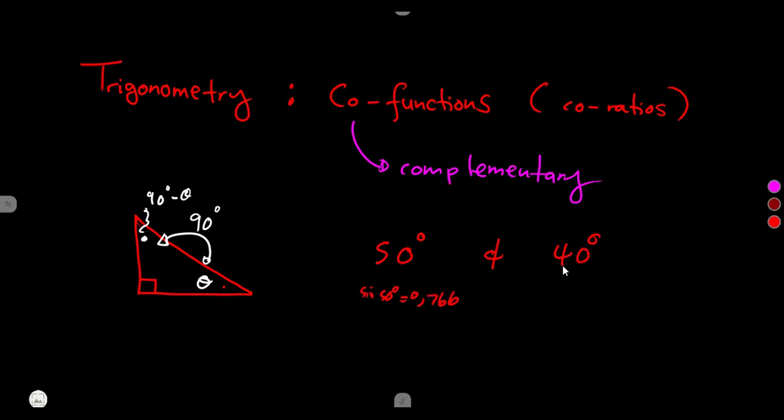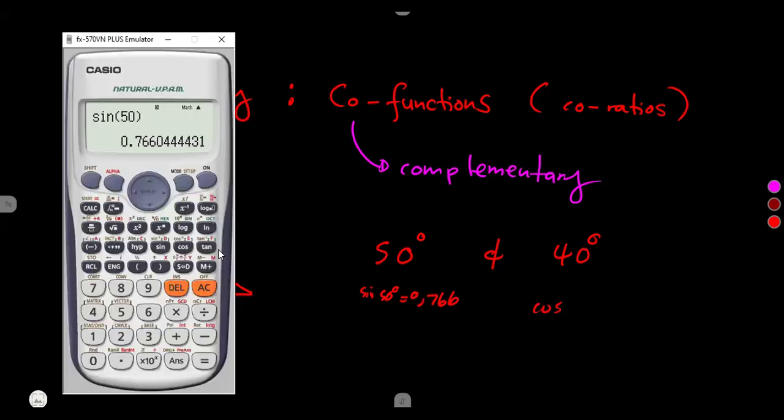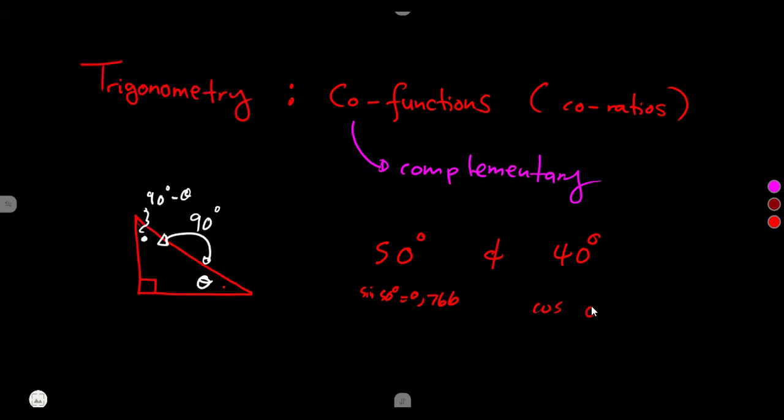What about the cos of this one? So we want to change sine to a cos, right? I'm going to talk about that. So let's find cos of 40. Cos of 40 degrees is 0.766 again. So as we can see, the cos of 40 degrees is giving us the same answer as the sine of 50 degrees. This is the condition of our co-ratio concept.